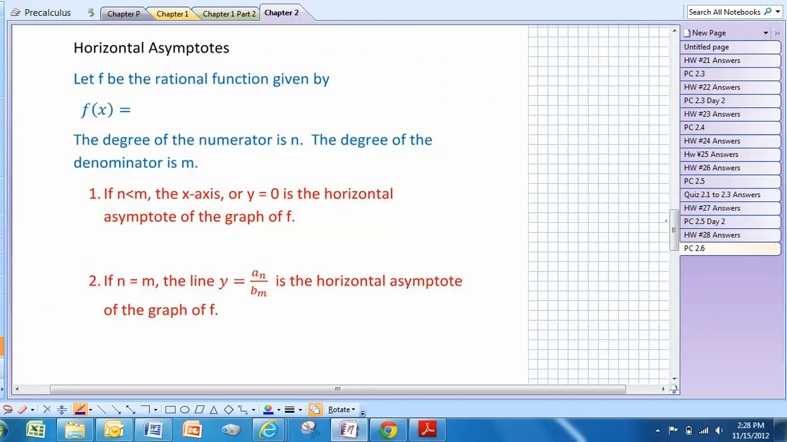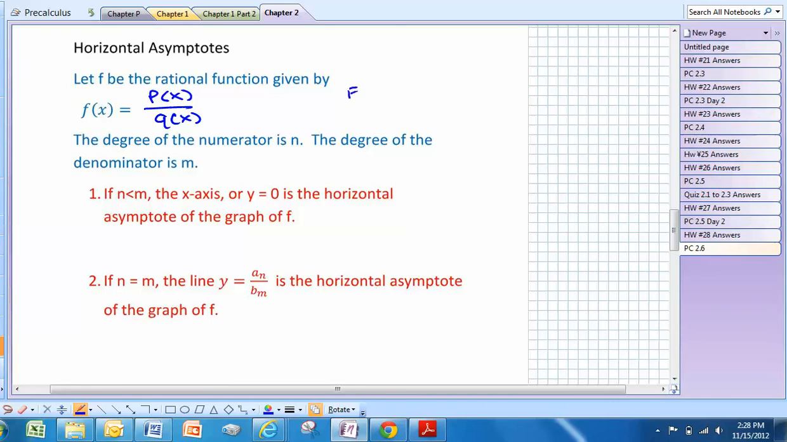Horizontal asymptotes. If you have a rational function, and remember we've defined a rational function as p of x over q of x, and the degree of the numerator is n, so the degree of p of x is n, and the degree of the denominator is m.